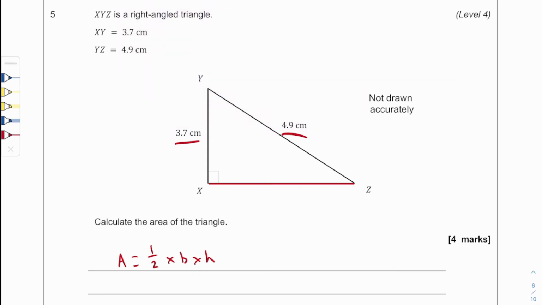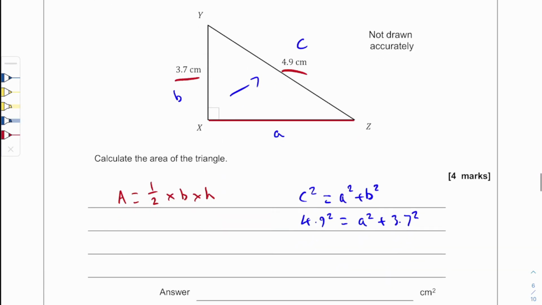So we're going to write down our formula again, which is C squared equals A squared plus B squared. Label our triangle, we've got C, then we'll say this one's A and this one's B. Okay, so 4.9 squared is equal to A squared plus 3.7 squared. So therefore we can rearrange to get A squared on its own, which is now equal to 4.9 squared, take away 3.7 squared.